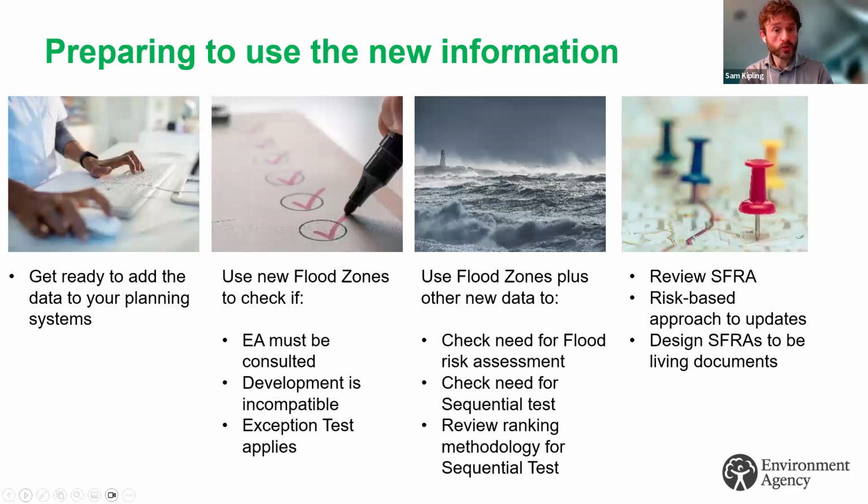The updated flood zones will need to be used to check if the Environment Agency should be consulted. They should also be used to check if a proposed development type is incompatible with the flood zone and whether the exception test is needed. In addition to the flood zones, the new climate change scenarios for river and sea flooding and the new surface water information will need to be used to inform decisions about whether development proposals need a flood risk assessment, whether the sequential test is needed, and how they're applied.